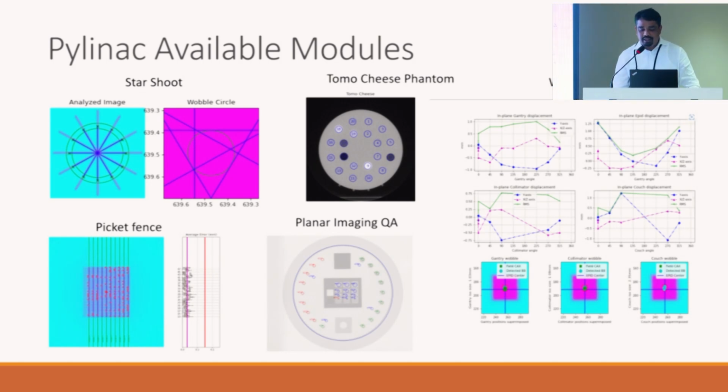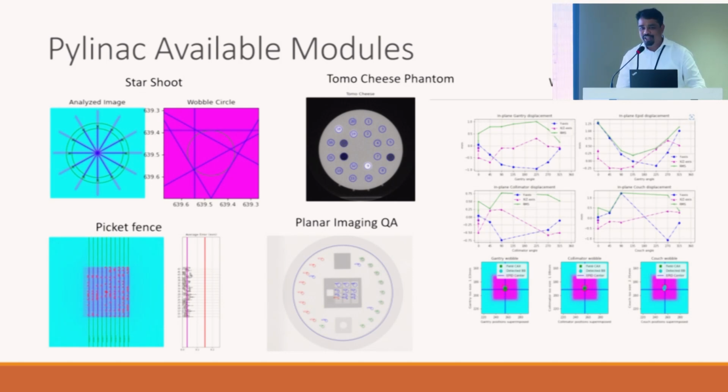And other things, it saves a lot of time. Tomo cheese phantom, it puts a lot of regions of interest automatically. It gives us a HU value, and we can easily see whether it is under the tolerance. And picket fence, like we do a lot of QAs, and it is really very difficult to analyze. So it gives data in submillimeters. So it's really, really useful.